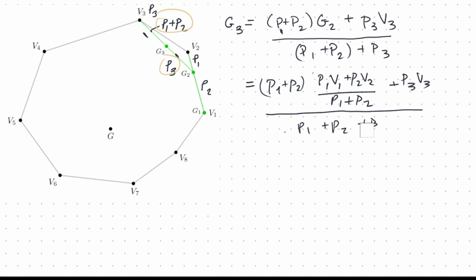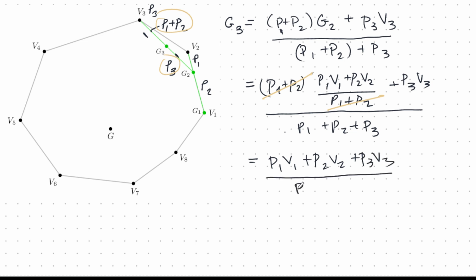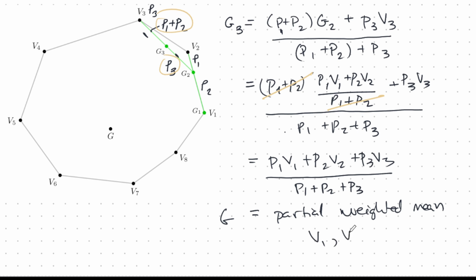We just need patience and try not to make any mistakes, and everything should go well. Things start to cancel out, and that looks interesting. Let's simplify this. Look at what we get. This is very interesting. Look at this. P1 V1 plus P2 V2 plus P3 V3 all over P1 plus P2 plus P3. So what is this? Well, G3 is the weighted mean of points V1, V2, V3.